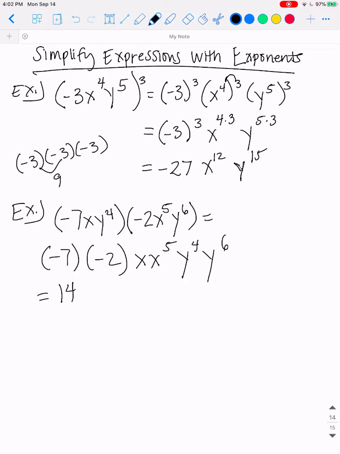So we know this is 14, and then we add the exponents, right? Because there's no parentheses, we're not distributing any exponent. Same thing for the y. That's going to be equal to 14 x to the 6th, y to the 10th. Awesome. Okay, let's do another example. Feel free to pause the videos after I write the examples as well, and just try and do them on your own, and then check back to see if you got them right.